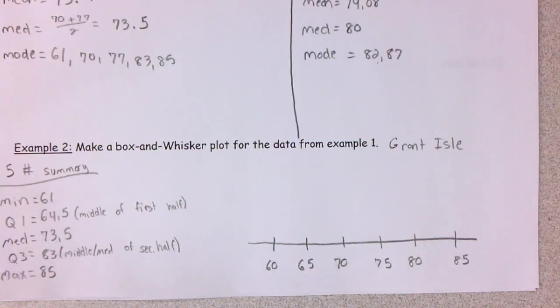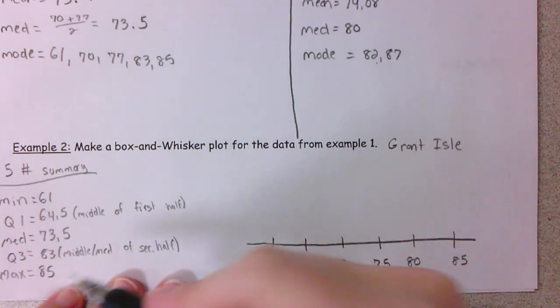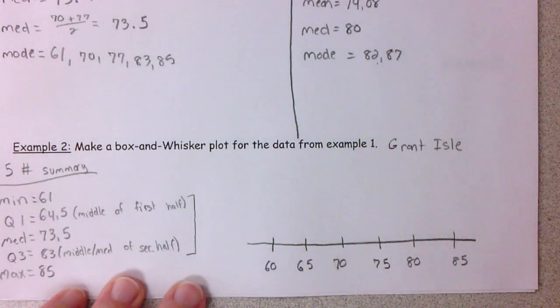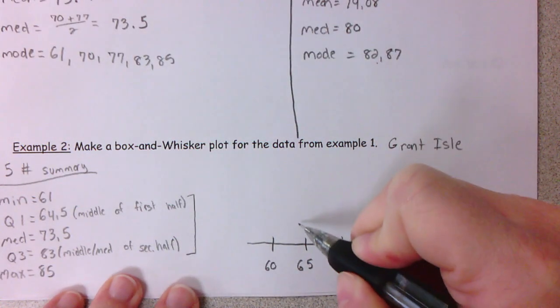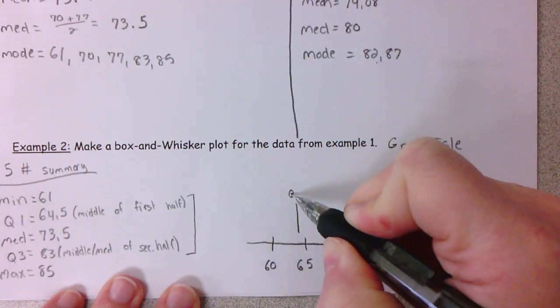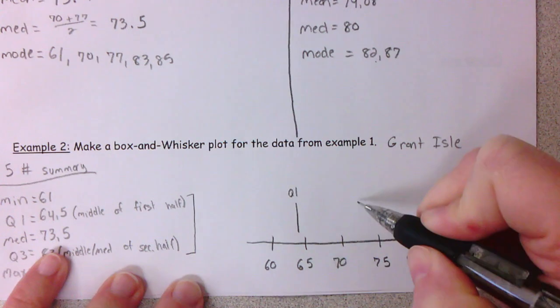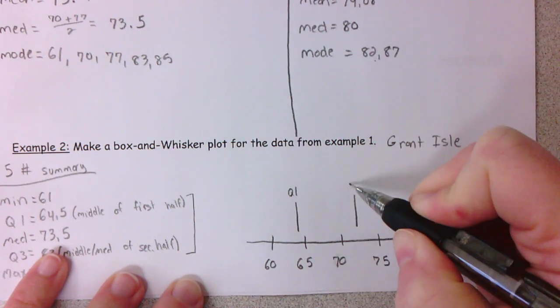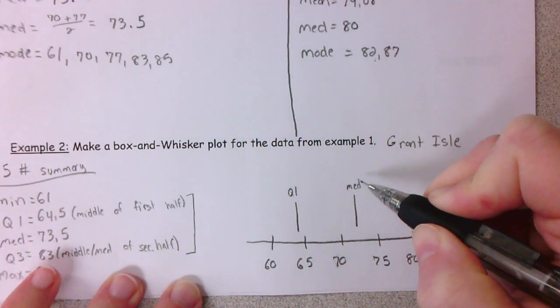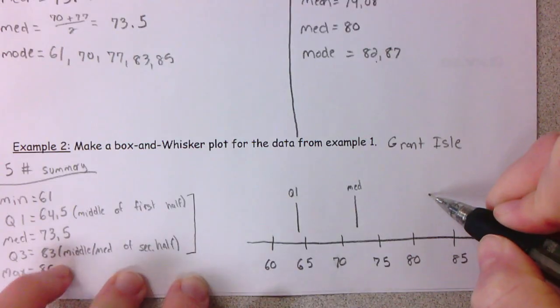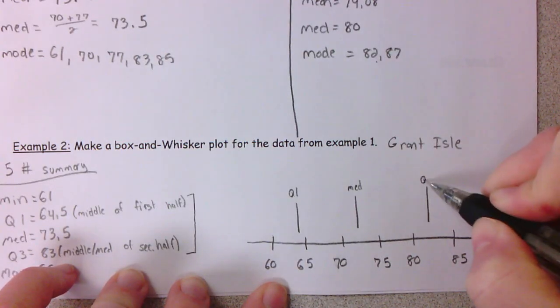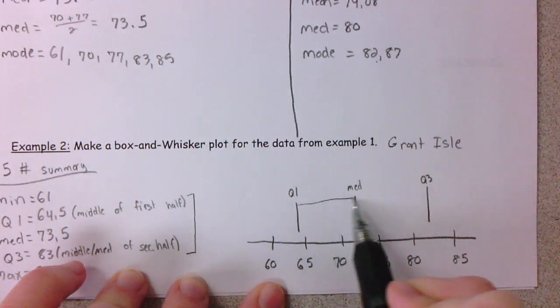Okay, so we can start with all three. Q1, median and Q3 are going to be the box, so I usually start with those. Q1 is 64 and a half, which would be somewhere here. Okay, so that's Q1. Median is going to be 73 and a half, so that's somewhere here. And then 83 would be somewhere around in here. And that's Q3, and that's going to be our box.